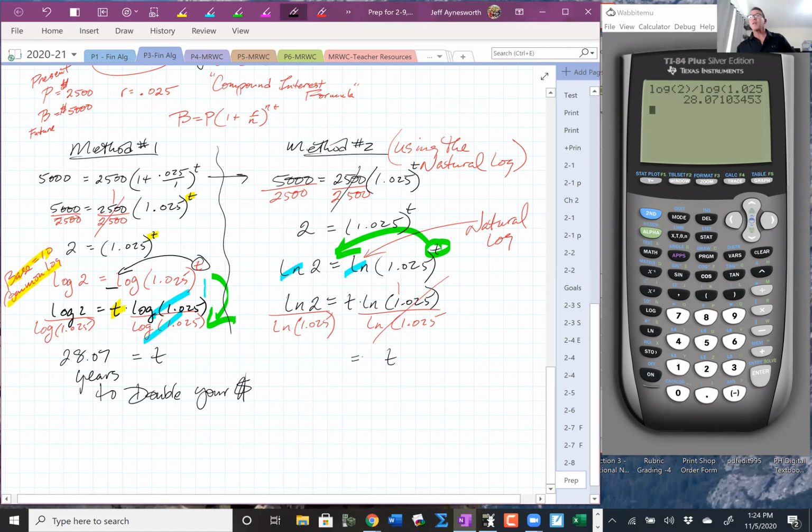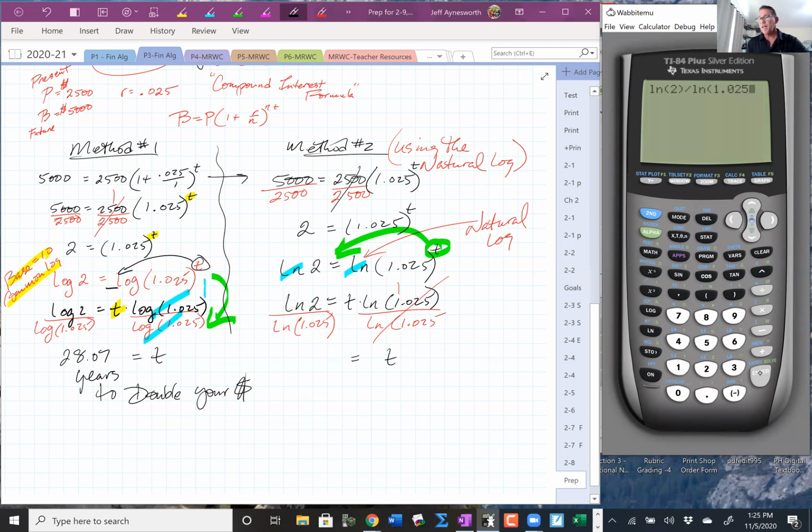All right, everybody go to Desmos or the TI-84. Let's figure this out, okay? Now hit the natural log button, ln. Okay, natural log of 2, close off the parentheses, and then divide by the natural log of 1.025.